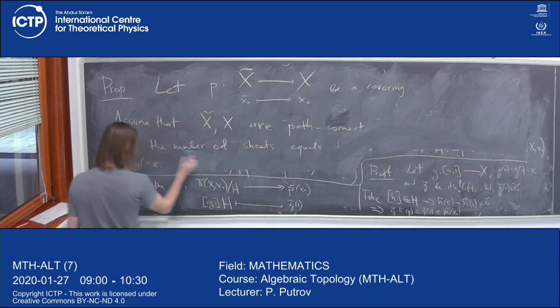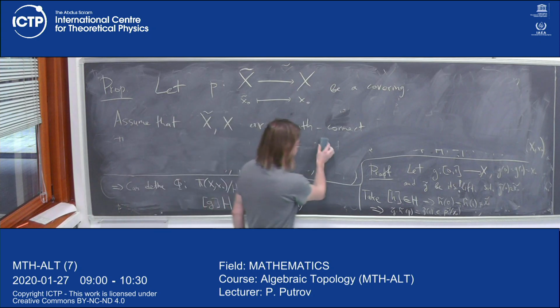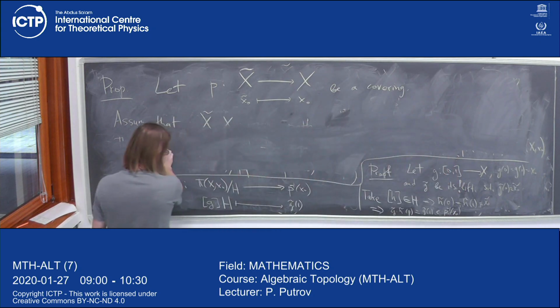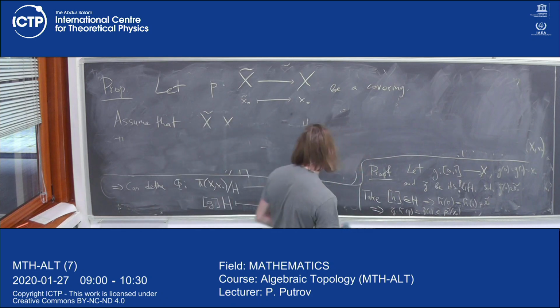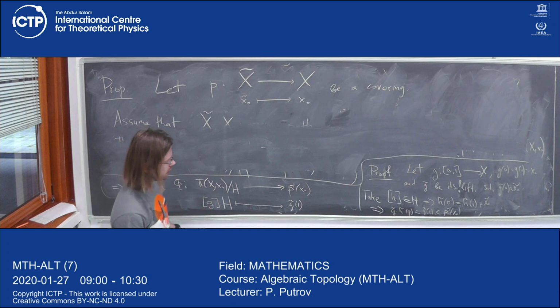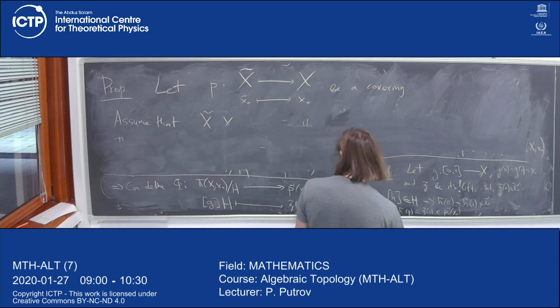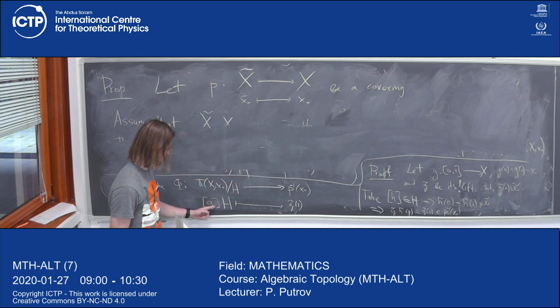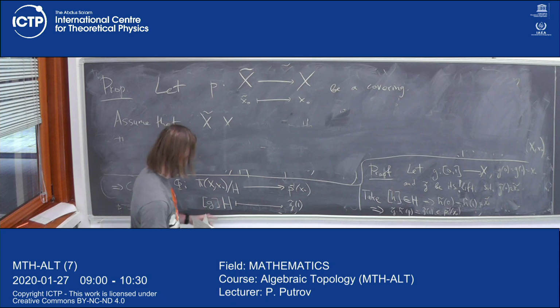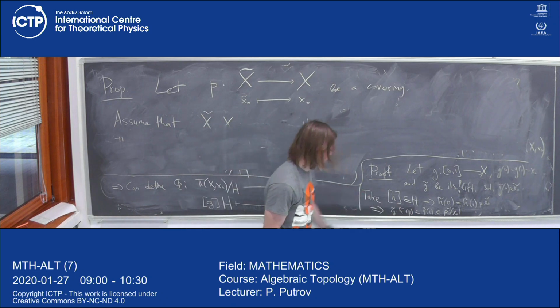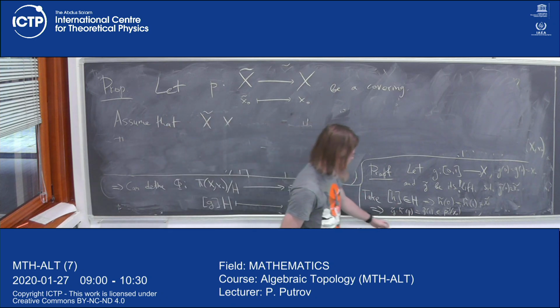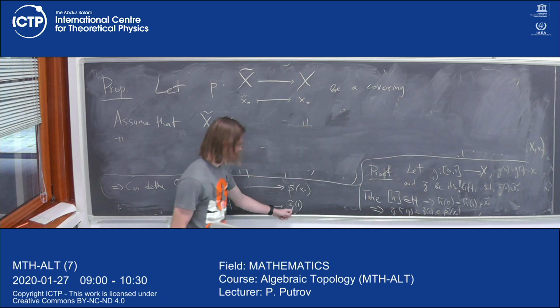And it is well defined exactly because of this property. So if I change g, if I multiply any element g in pi 1 by some element in subgroup H like this, it is mapped to the same point because of this condition.